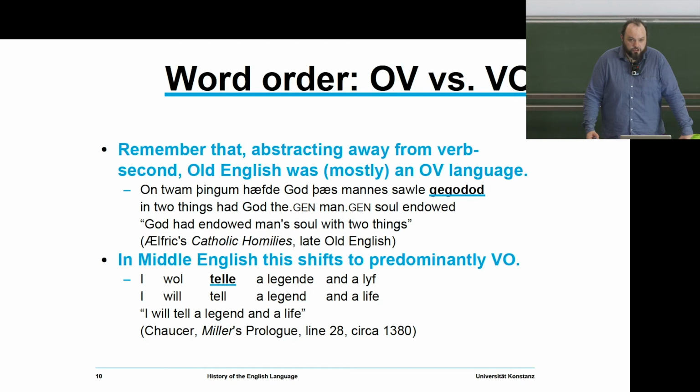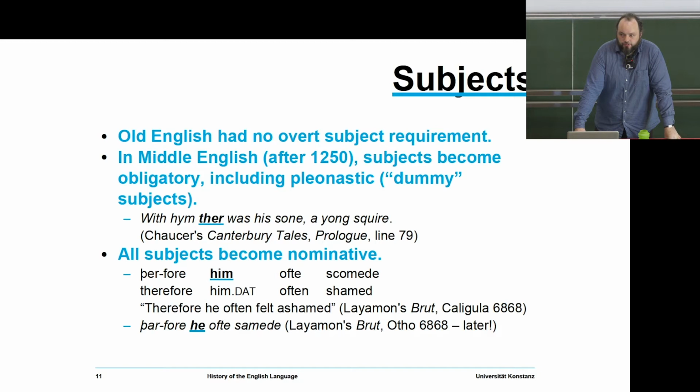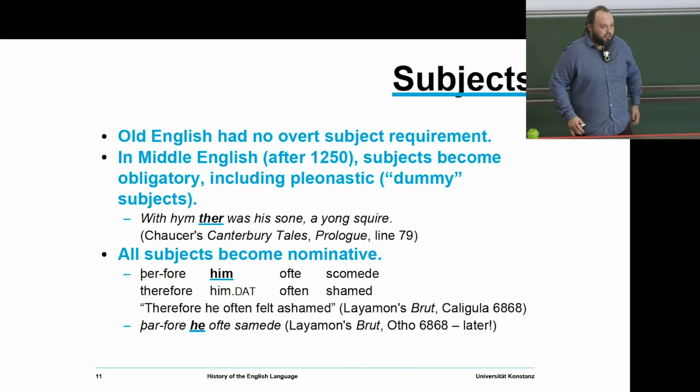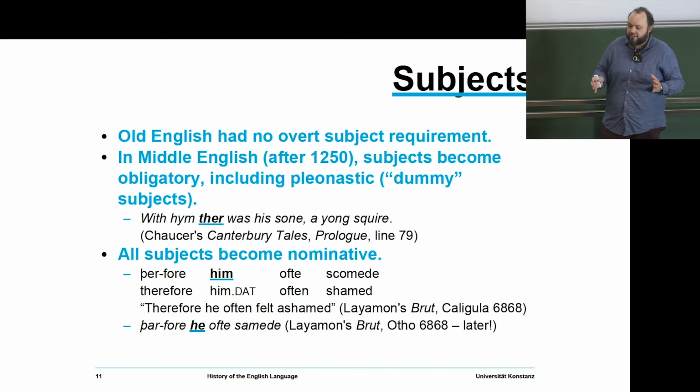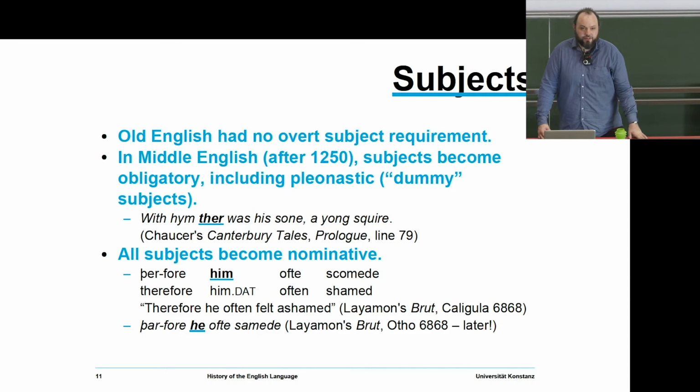Okay, subjects. So as we've seen before, Old English is not a language that needs to express subjects overtly. It's not a language where every sentence has to have a subject. It's quite laid back in that regard. Middle English is not nearly as chilled out. So in Middle English, you start to develop this requirement that we have today, where every sentence has to have a subject in it somewhere. And this is something that develops during this Middle English period, particularly after 1250.